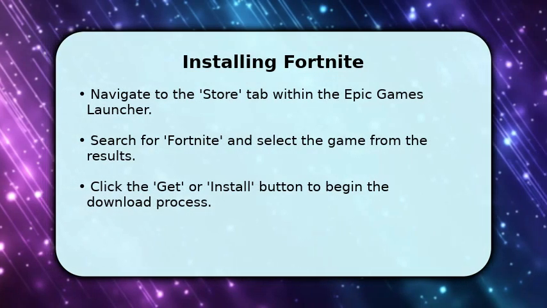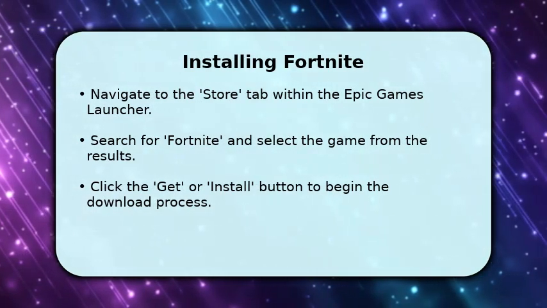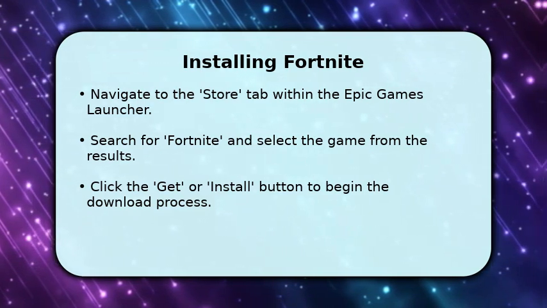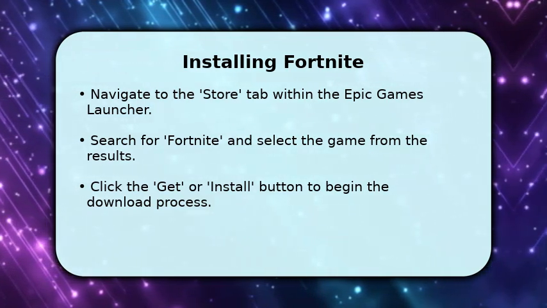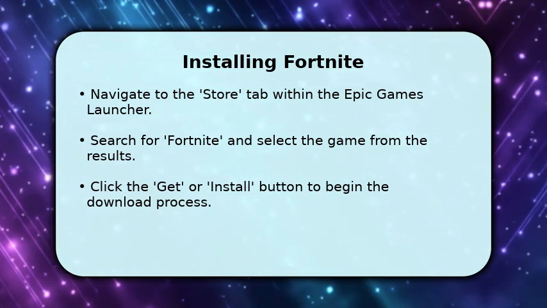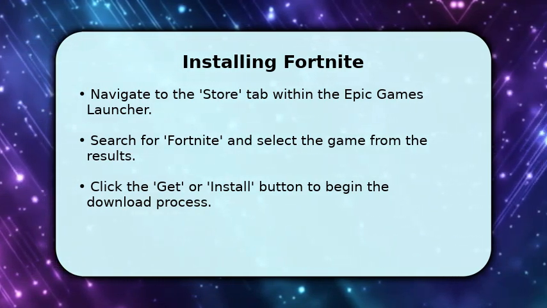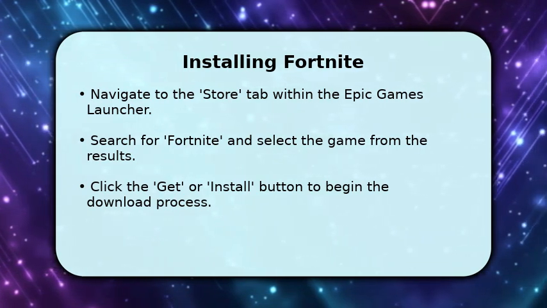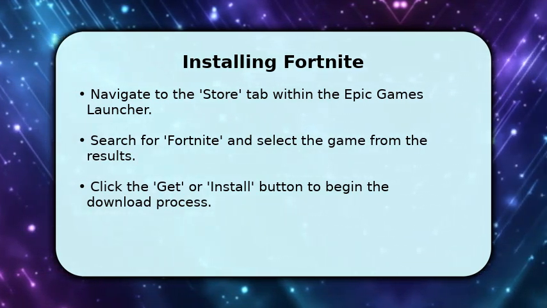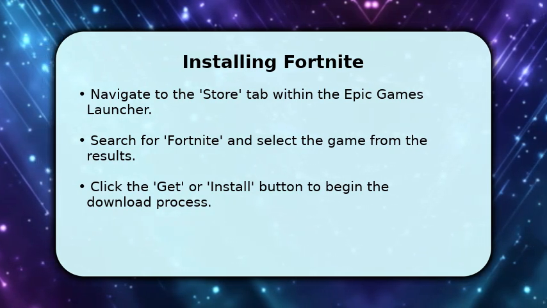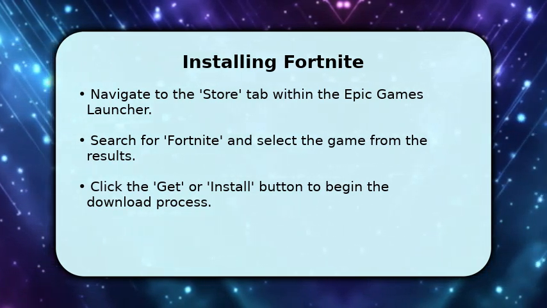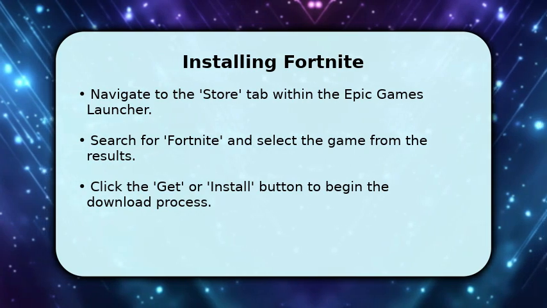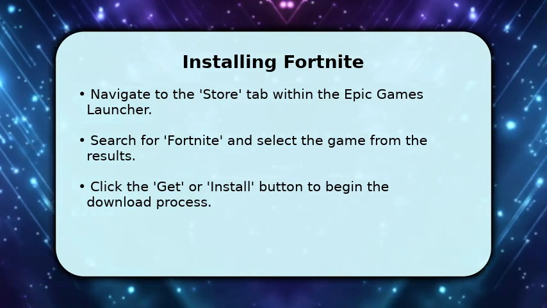Once you are logged into the Epic Games Launcher, head over to the Store tab. You can easily find Fortnite by using the search bar at the top right. After locating the game, click on its icon to view the product page. Then, simply click the prominent Get or Install button to initiate the download and installation process. The game file size is typically around 30 gigabytes, so ensure you have sufficient storage space.